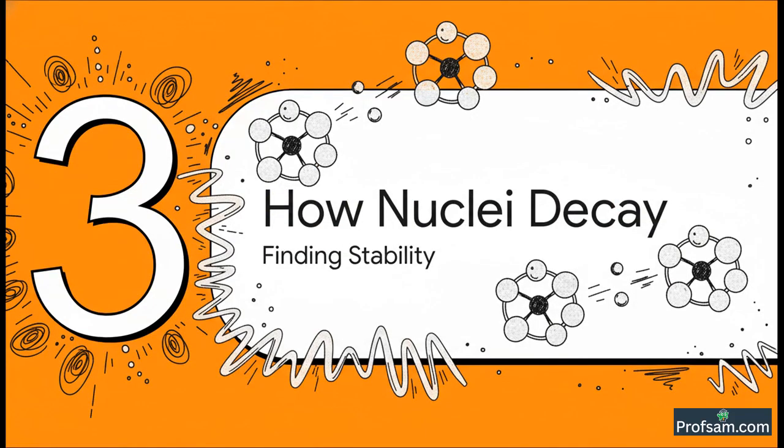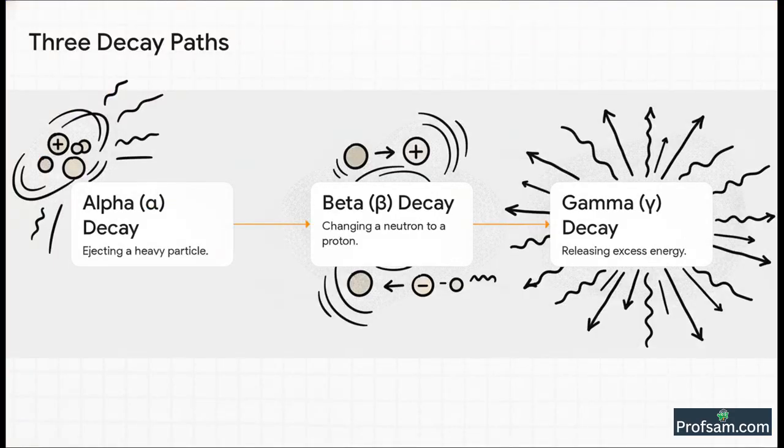Okay, so an unstable nucleus wants to become stable. But how does it do that? It can't just magically become stable, right? It has to actively get rid of something, either some of its particles or some of its extra energy. And in nature, there are three main ways a nucleus can do this. We call them alpha decay, beta decay, and gamma decay. Think of these as three different strategies that the nucleus uses to calm itself down. Let's look at each one by one.